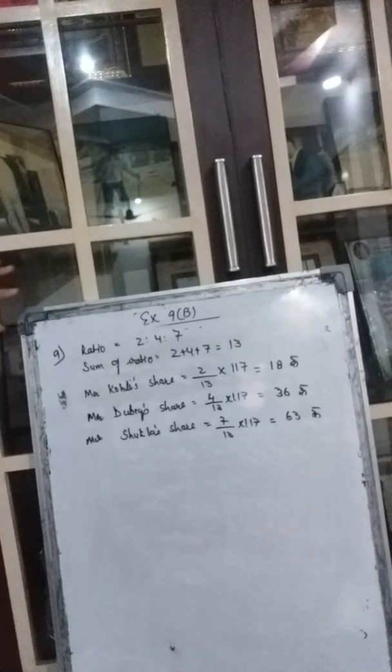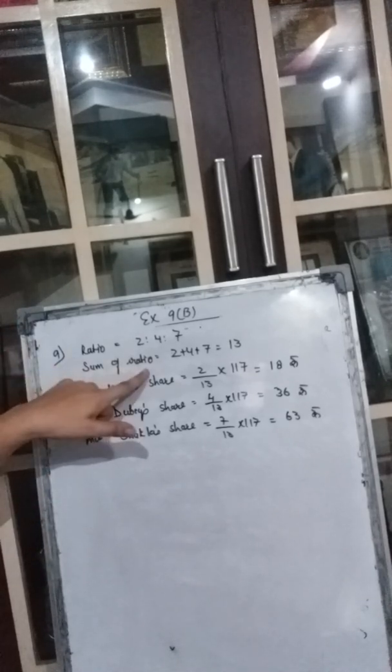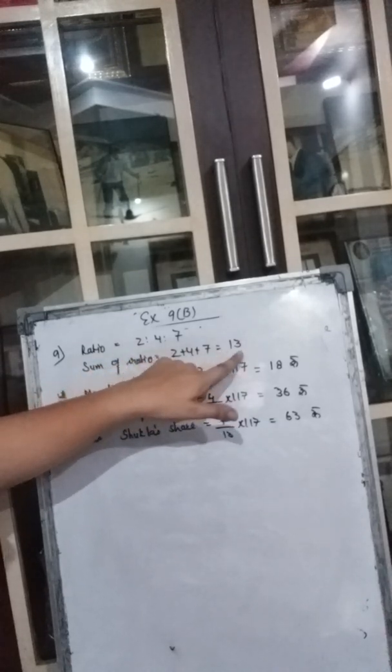Now girls, we come to the 9th question. It says share rupees 117. Share means we have to divide rupees 117 between Mr. Kohli, Mr. Dubey and Mr. Shukla in the ratio 2:4:7. I told you whenever we have to divide anything, we first find out the sum of the ratio. So what is the sum of the ratio? 2 plus 4 plus 7 is equal to 13.